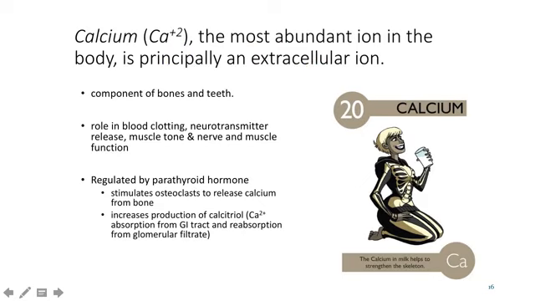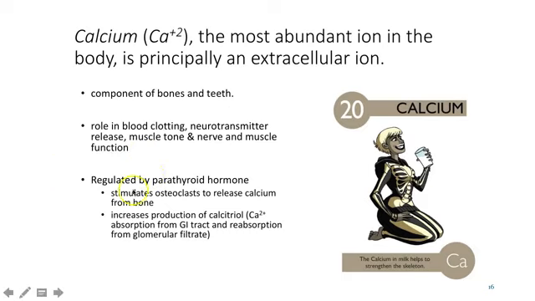Okay. Calcium, right, obviously an important component of bones and teeth. It has a role in the blood clotting cascade, and if you remember neurotransmitter release back in 201, it's what helps stimulate the release of vesicles. Muscle tone and nerve and muscle function as well. Again, remember, the sarcoplasmic reticulum held all the calcium. It bound to troponin, which pulled on tropomyosin, exposing those actin binding sites.